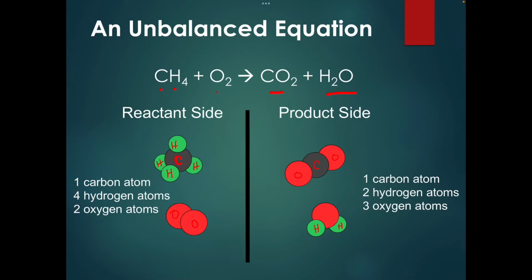Oxygen is having the opposite problem, right? We had 2 oxygens on the left-hand side, and now we have 3 on the right-hand side. So somehow we just made some oxygen out of nothing, which again, you can't do. So this does not obey the law of conservation of matter. So we say this is unbalanced.